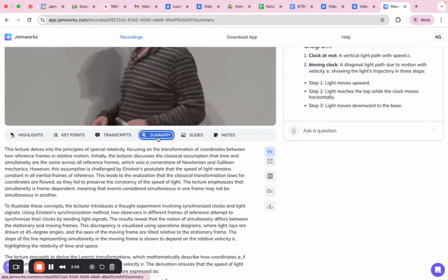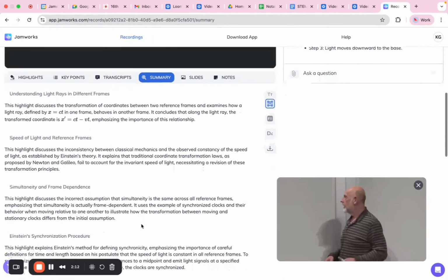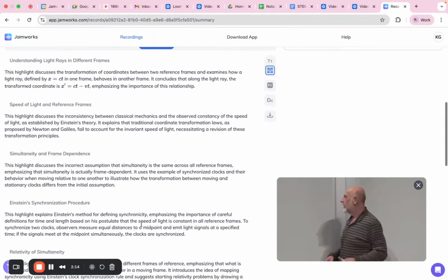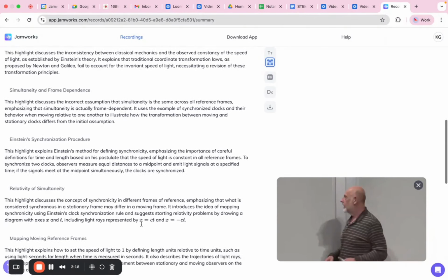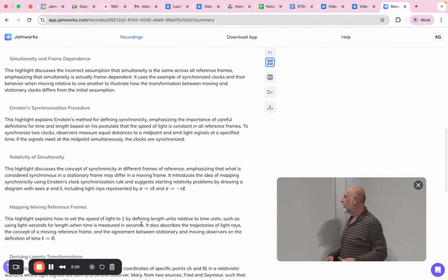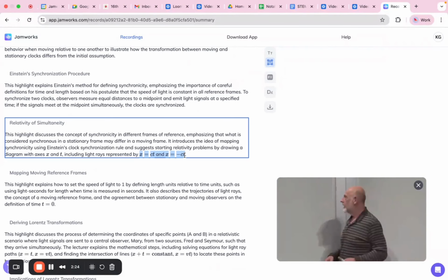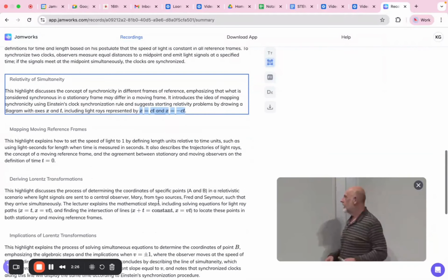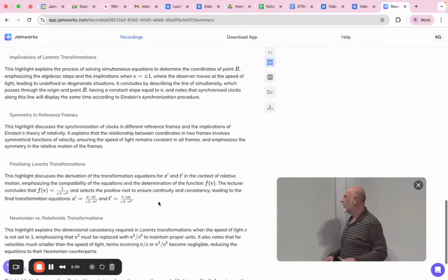Jamworks also provides summaries for each topic covered in the lecture. These are bite-sized explanations designed to help students revisit complex content efficiently. Where relevant, summaries include key STEM equations and explanations, helping students reconnect concepts without needing to rewatch the entire lecture.